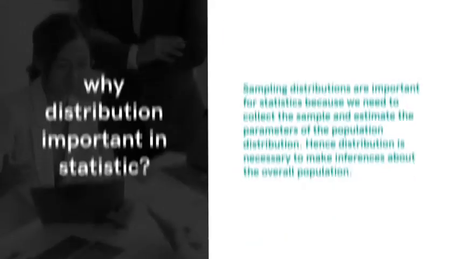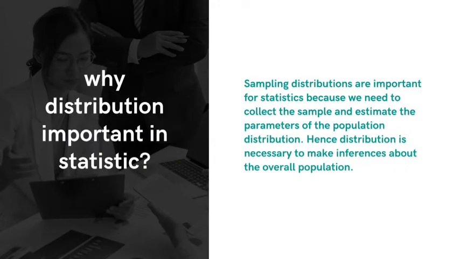And then, why is sampling distribution important in statistics? Sampling distributions are important for statistics because we need to collect the sample and estimate the parameters of the population distribution. Hence, the sampling distribution is necessary to make inferences about the overall population.